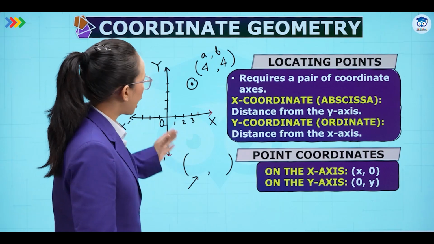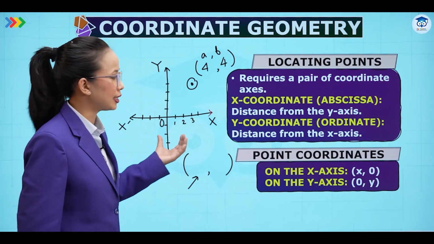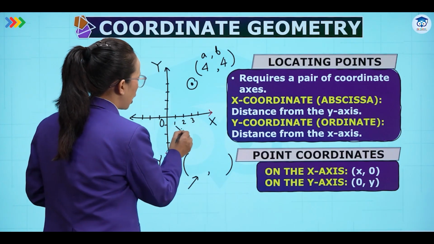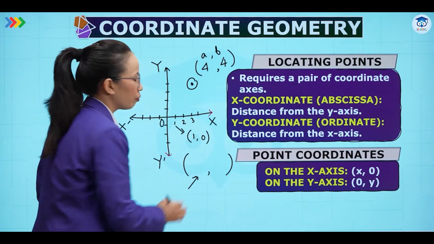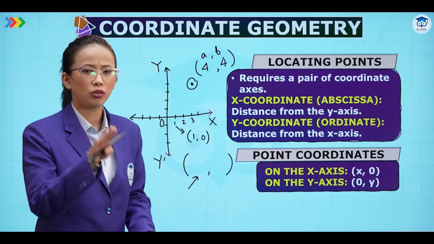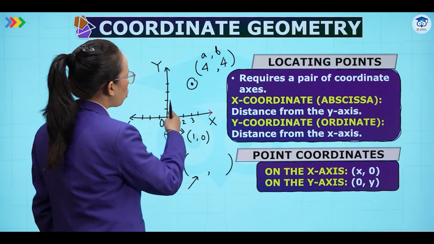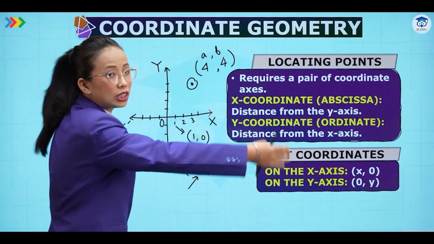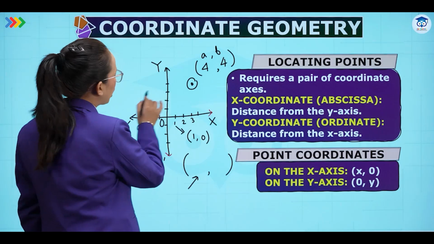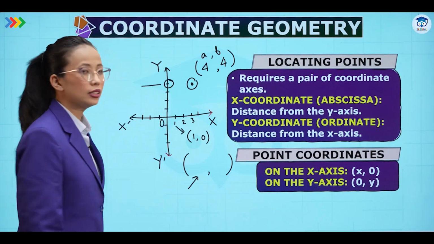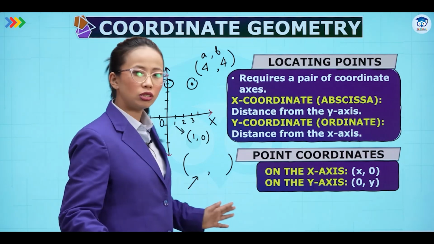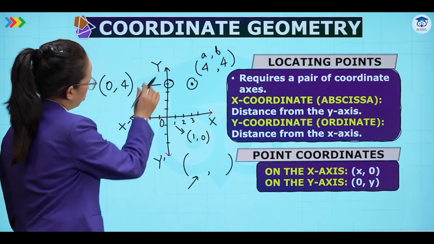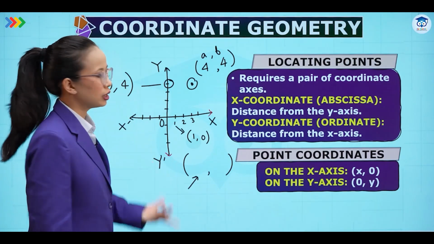For all the points on the x-axis, y is 0. Suppose you are taking 1, you can write it as (1, 0). We are not moving anywhere up or down, but we have moved one step towards the right side, so it is positive 1. When we look at any point on the y-axis, we are not moving left or right, so the x coordinate will be 0 and the y coordinate will be, in this case, 4.